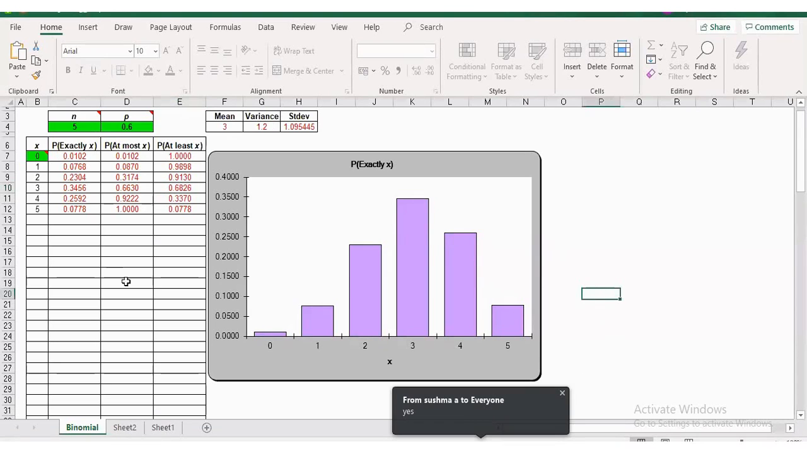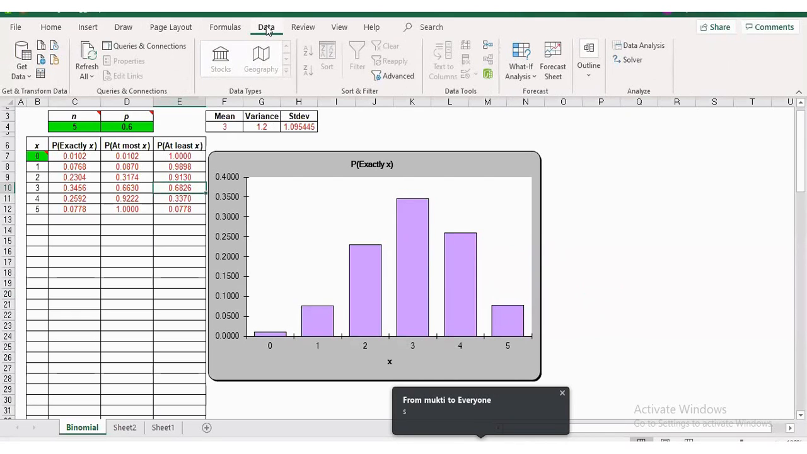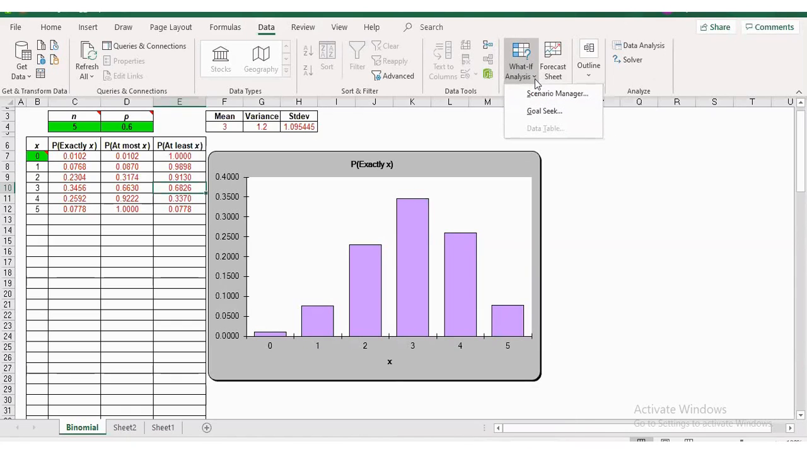what to do? You can solve this using this one. There is something like what-if analysis. Go to Data. Please make a note of all these steps. What-if analysis. This one. See, Excel is so powerful. I don't need any software.